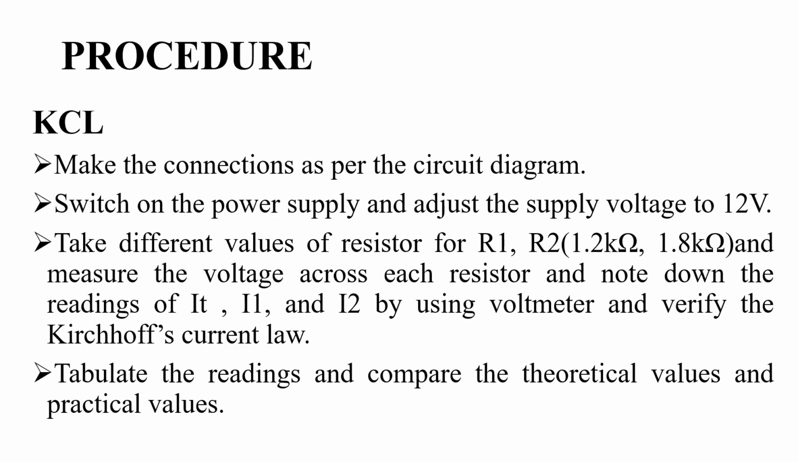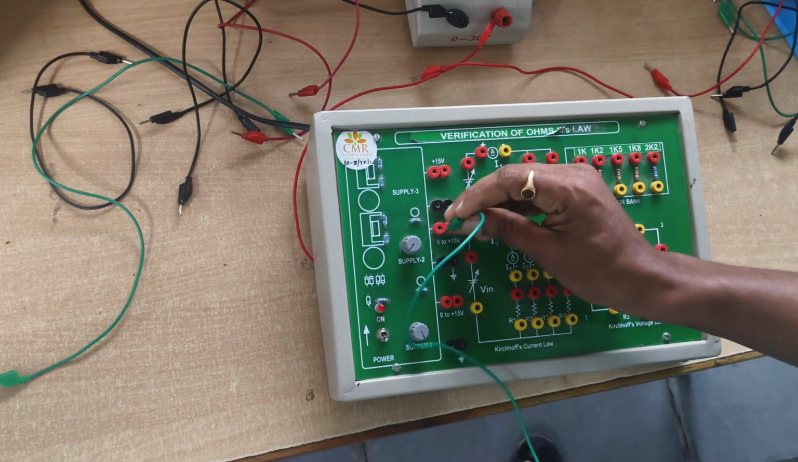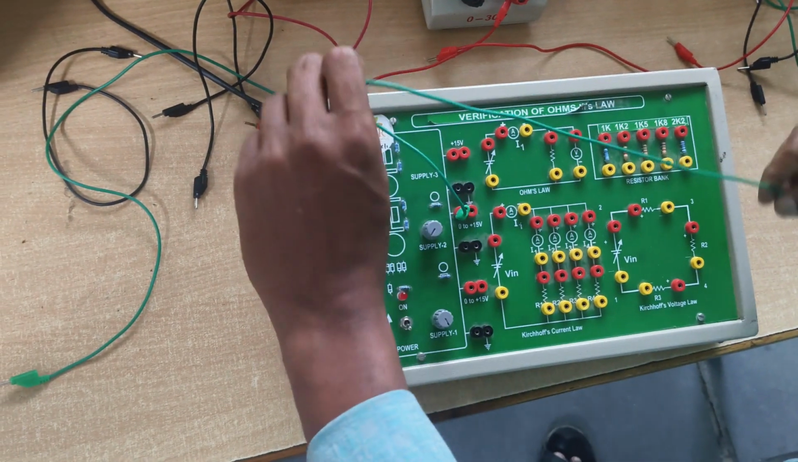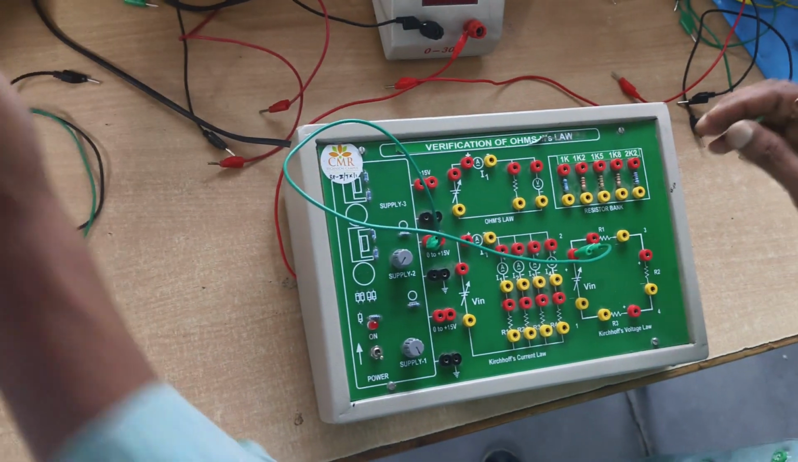If there are only two resistors, measure the voltage across each resistor and note down the readings of V1 and V2 using the voltmeter and verify the Kirchhoff voltage law. Coming to KVL. Supply positive is connected to the battery terminals.